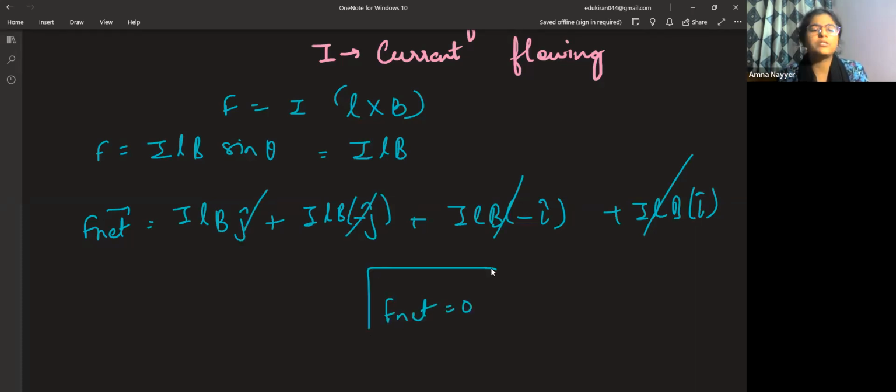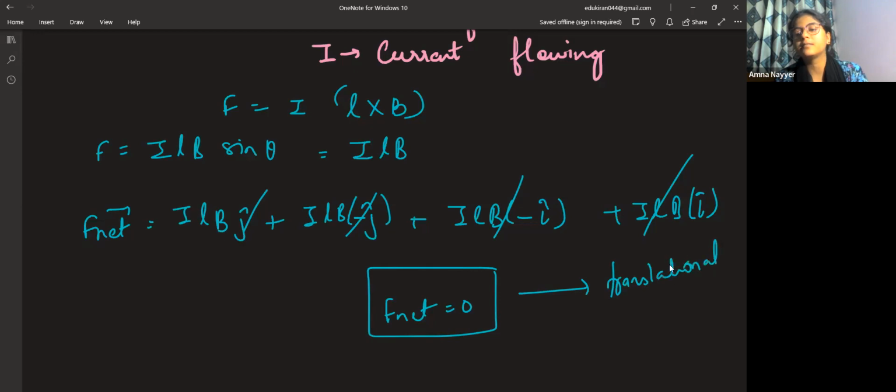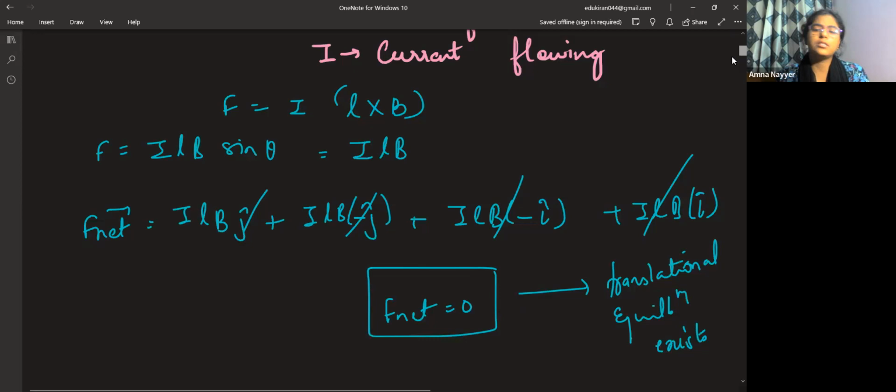Why are we mentioning this? We were calculating torque. Whenever you are calculating torque, before that you should remember, see, torque's derivation we'll do separately, but you should remember that net force is also 0. Why? This will give you a hint that translational equilibrium exists. If this is not occurring, translational equilibrium is not present.